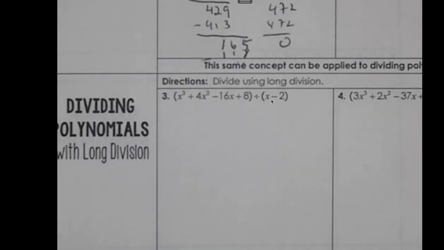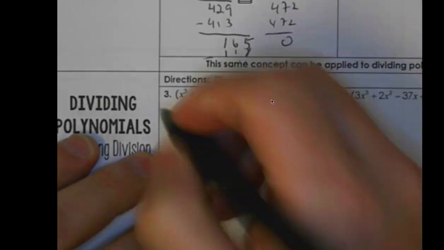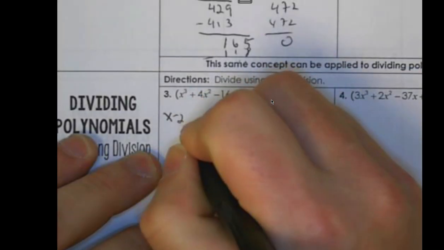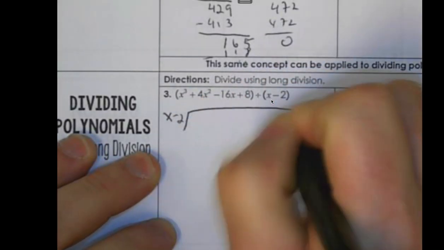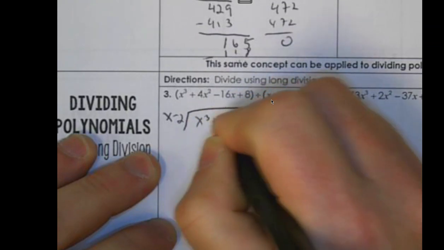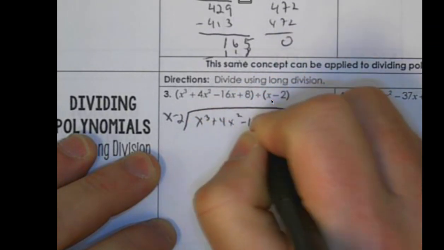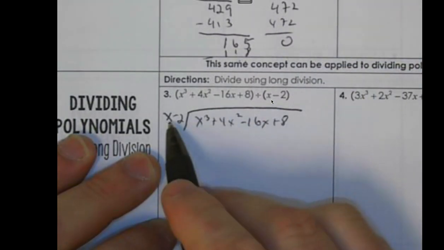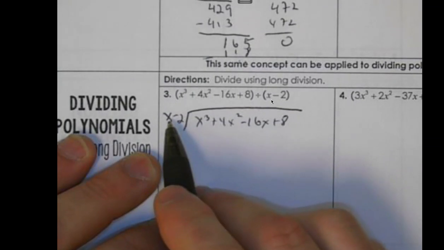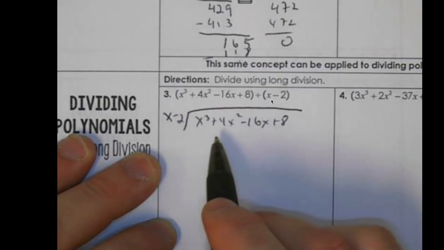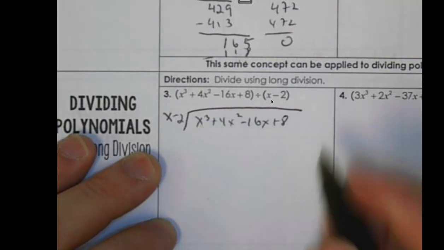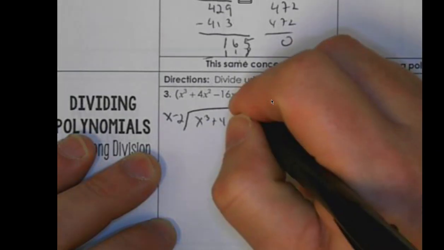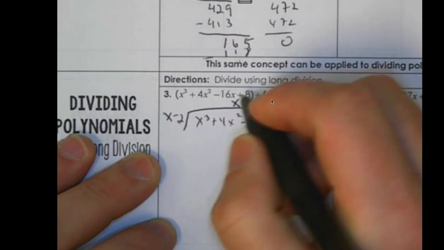Okay. So let's take a look at number 3. So what I'm going to do is I'm going to go x minus 2 going into x cubed plus 4x squared minus 16x plus 8, right? So here's the thing. You got to ask yourself, I look at this x. What's the biggest power of x? What do I got to multiply x by to make it match up to x cubed? That being x squared. So I'm going to put x squared right here, and then I'm going to just distribute.